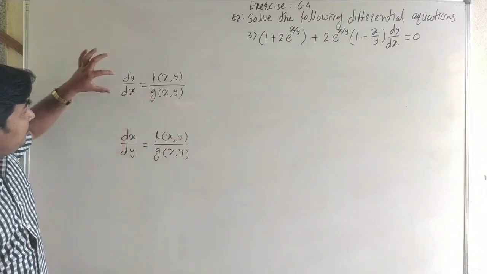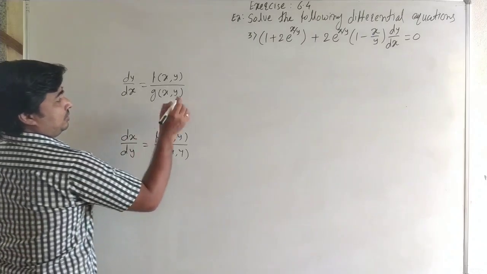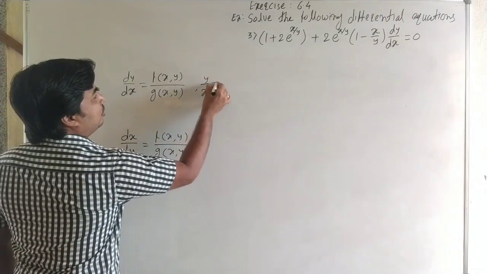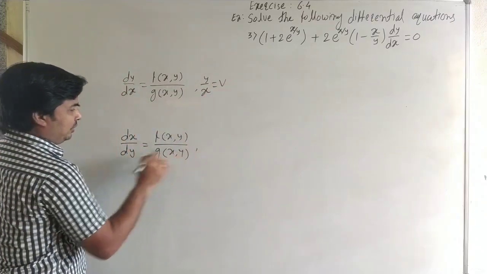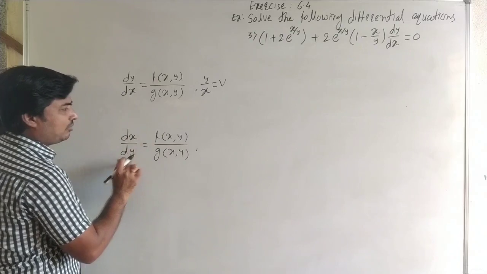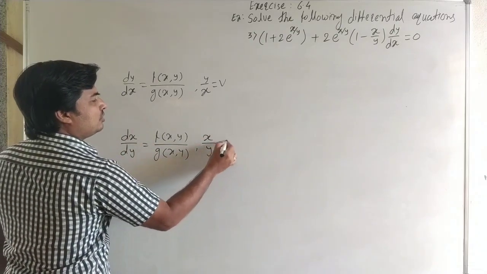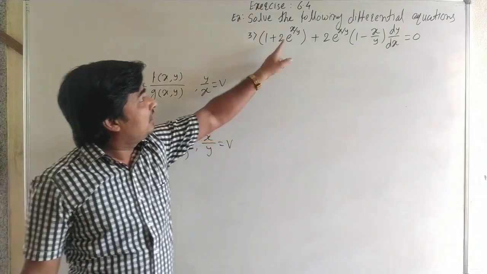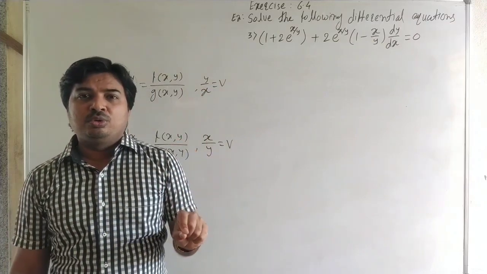When we use this form dy by dx, we use the substitution y by x is equal to v. And when we use the form dx by dy, then we use the substitution x by y is equal to v. In this example there is clearly e to the power x by y, so here we put x by y is equal to v.